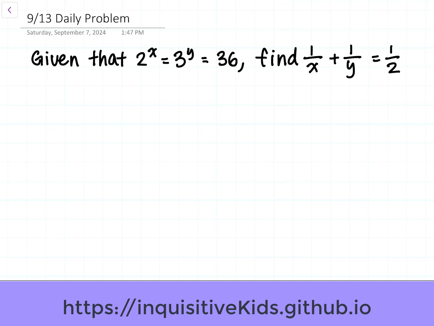Let's look at the daily interesting problem of today. Given that 2 to the x power is equal to 3 to the y power is equal to 36, find 1 over x plus 1 over y.